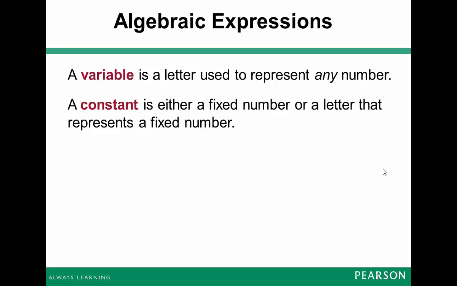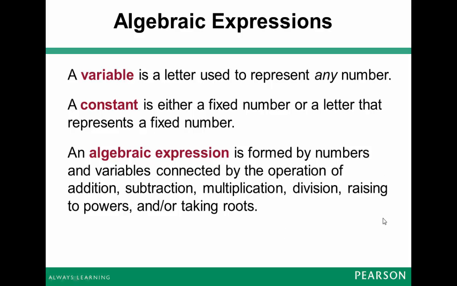Now most commonly in terms of constant terms, it's 5 or it's 3/4 or it's 0.2 or whatever the number happens to be. But also we'll see things like ax, and a might stand for a constant term, meaning it stands for a number, and the x is standing for a variable. So an algebraic expression is formed by a combination of numbers and variables connected with operations, the operations of addition, subtraction, multiplication, division, also raising to powers and taking roots.